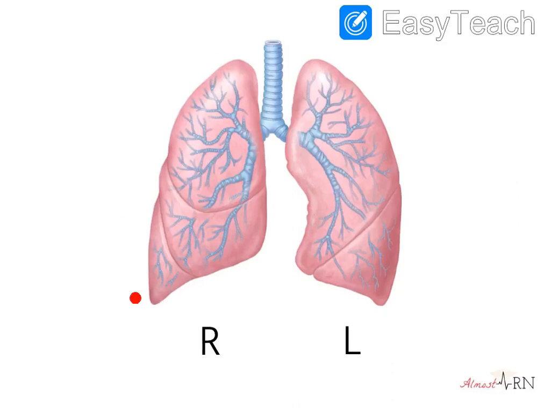Our right lung has three lobes. It has the same superior lobe, it adds a middle lobe, and then it has an inferior lobe. So once again, the right lung has three lobes: superior, middle, and inferior.